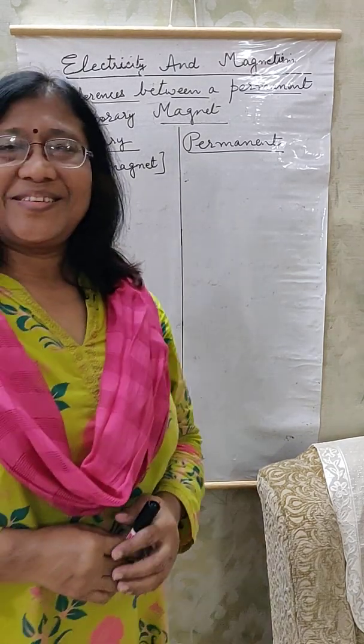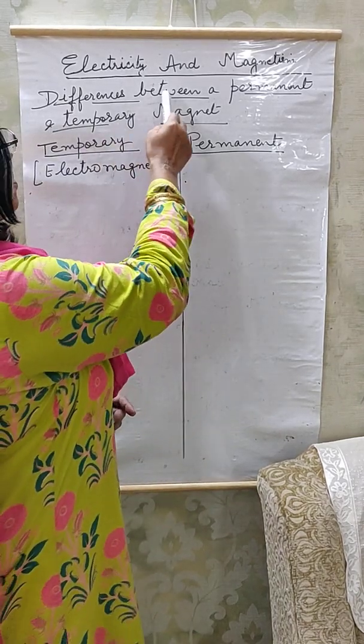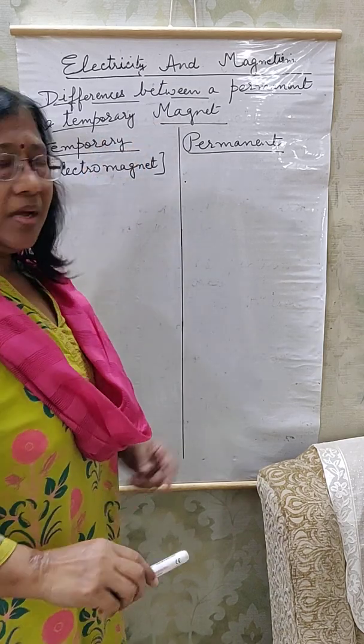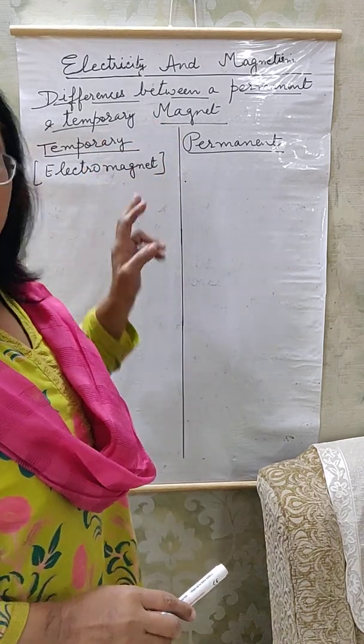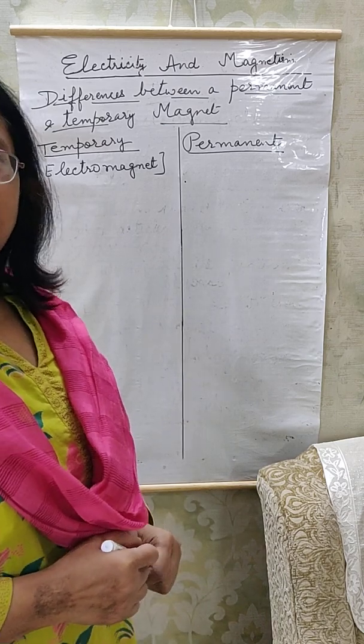Good morning, children. Today we'll study about the differences between a permanent magnet and a temporary magnet. Before we go further, let us revise what we studied in the previous class.